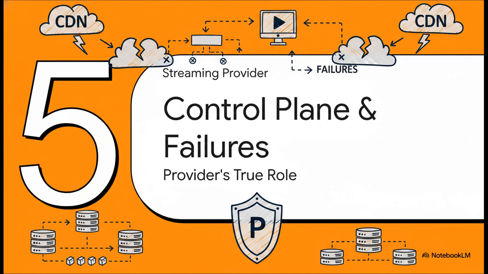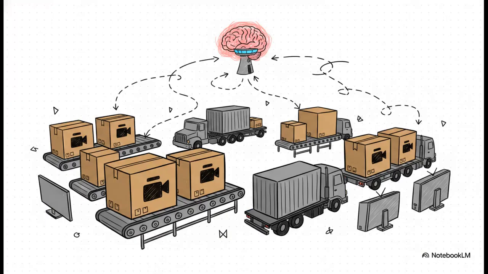Let's look at what the streaming provider is actually doing behind the scenes. So the crucial point here is a massive separation in modern architecture, the data plane versus the control plane. The CDNs, they represent the data plane. They do all the grunt work, actually pushing the massive heavy volumes of video bytes to the viewers. But the streaming provider itself, they operate the control plane.